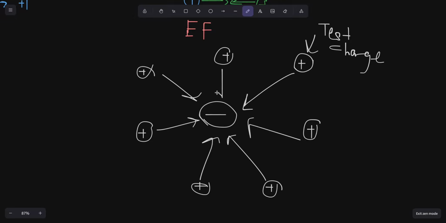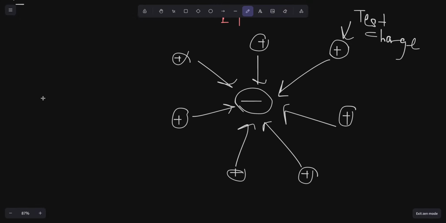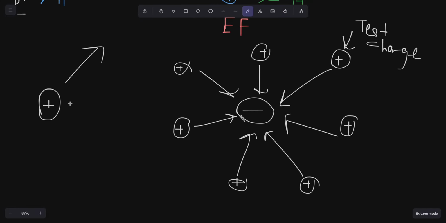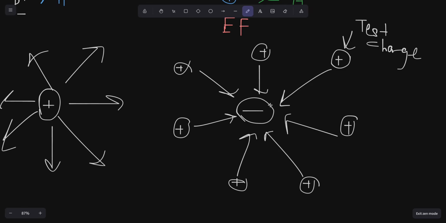What you realize is that if you have a positive central charge, electric field lines are going to be pointing away from it because positive repels positive. But if you have a negative central charge, electric field lines point towards it because positive attracts negative. Let's say I have a positive charge here and a negative charge here. Try and draw the electric field lines for this.